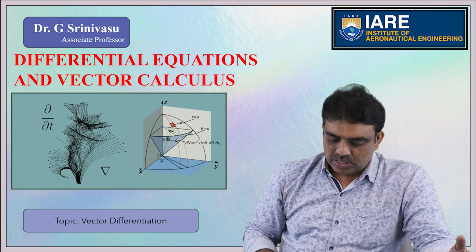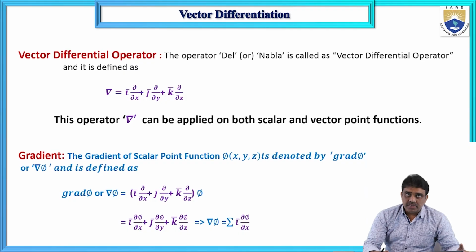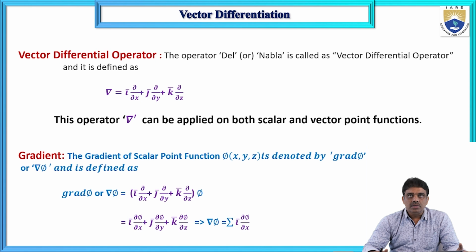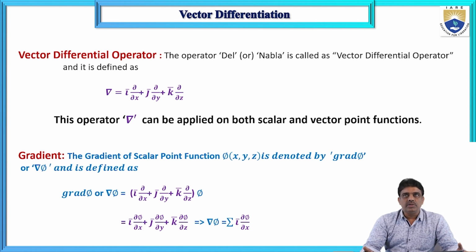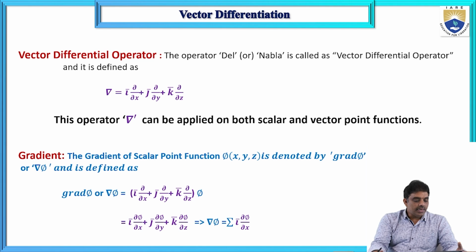Now we will see what the vector differential operator is. We know a vector contains i bar, j bar, k bar, and scalar functions are only functions of x, y and z. In vector point functions, F bar of x, y, z is a function with the vectors i bar, j bar, k bar. All that you have studied in the previous classes. Now, I'd like to define the vector differential operator.